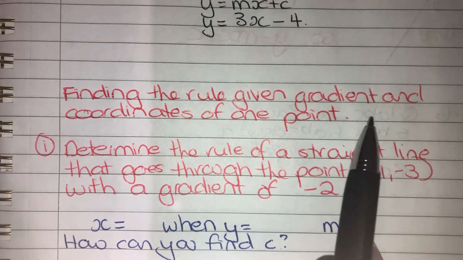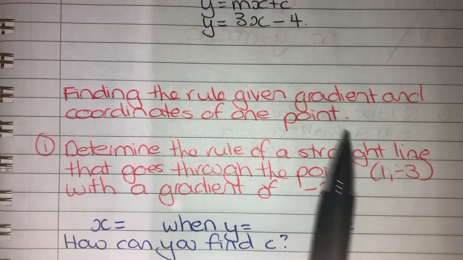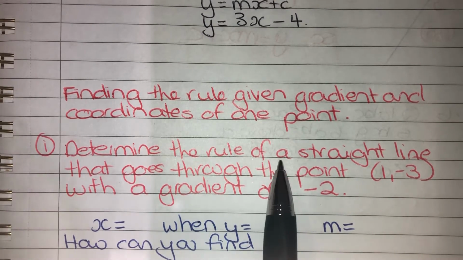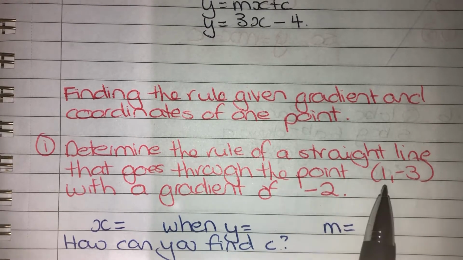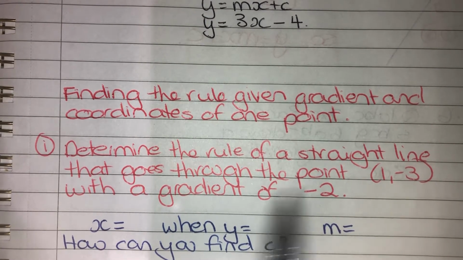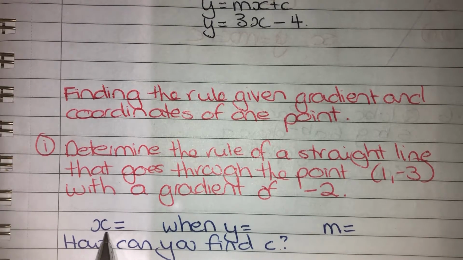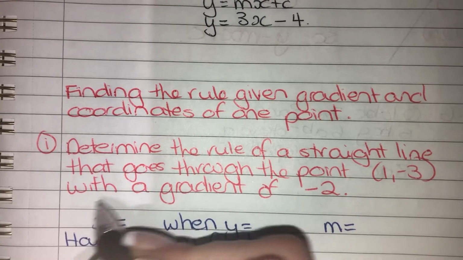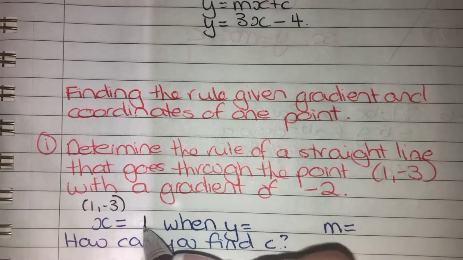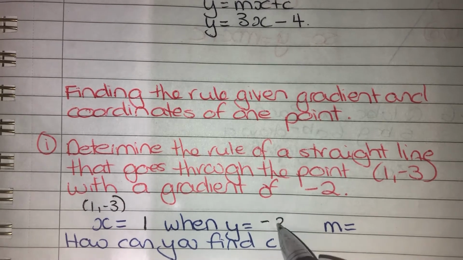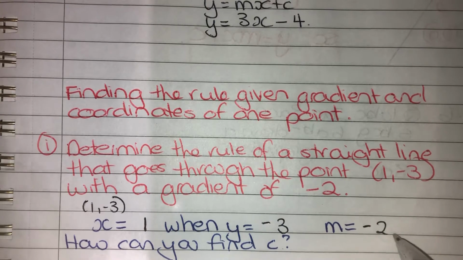Okay, finding the rule given gradient and coordinates of 1 point. So you're given an m and you're given a point. So for instance, it's going to say something like determine the rule of a straight line that goes through the point 1, -3 with a gradient of -2. Okay, so I'm going to write the points down. This comes from 1, -3. So x is 1 when y is -3. And we also know that the gradient is -2.